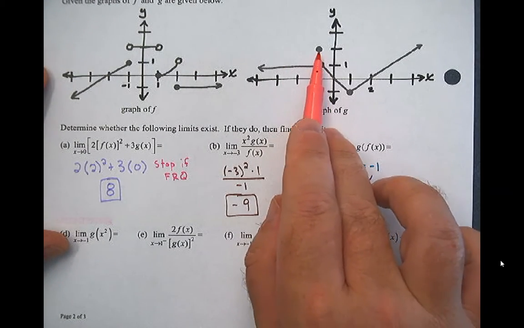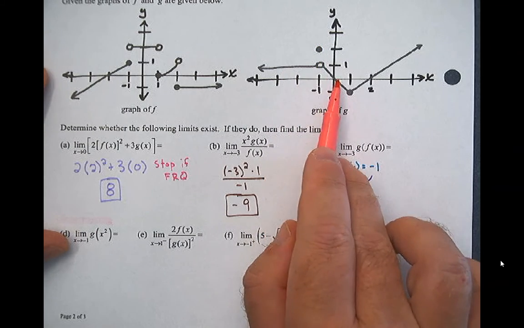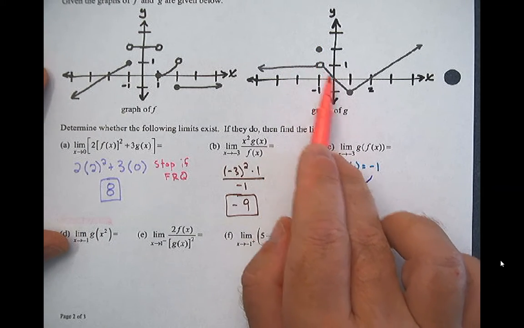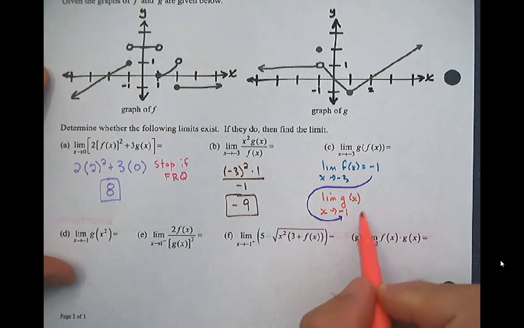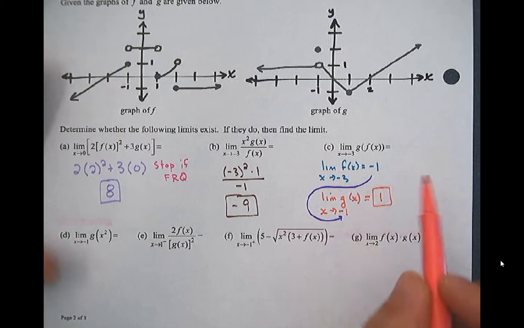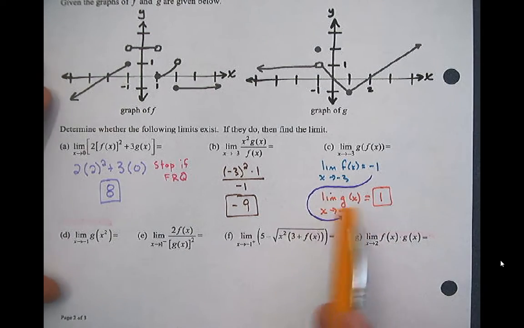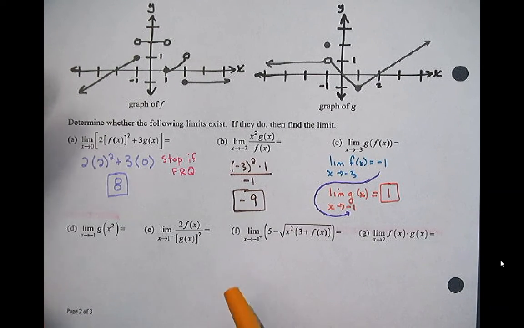Now, where's the point? The point is up at 2, but the limit is what the graph intended to do. And our graph clearly intended to meet at a height of 1. So our answer would be +1. Pause and think through that one again. If that's a little sneaky to you, hit rewind and talk through that one again.